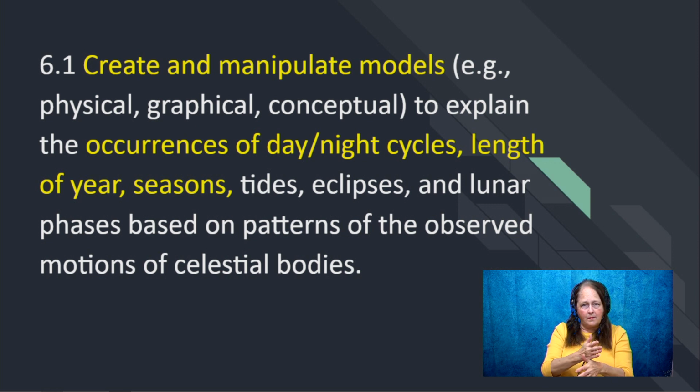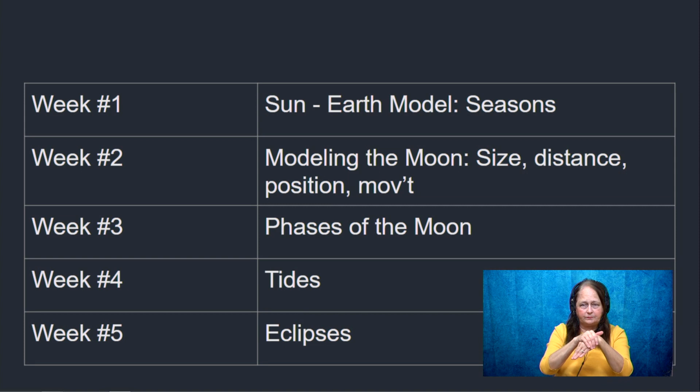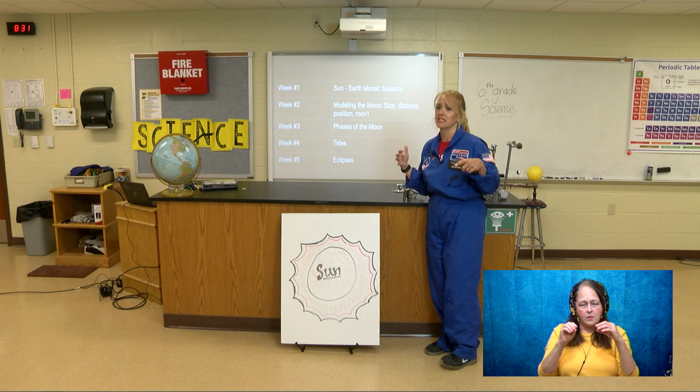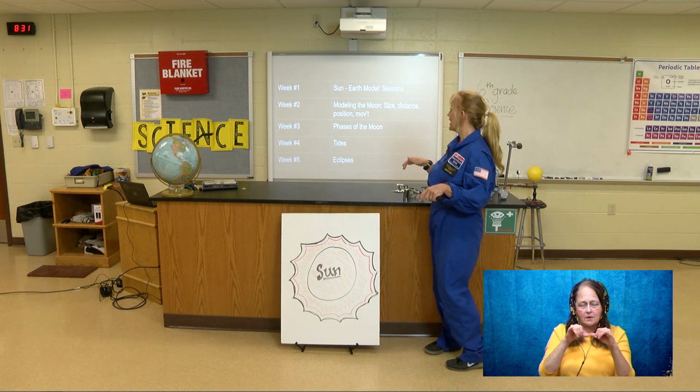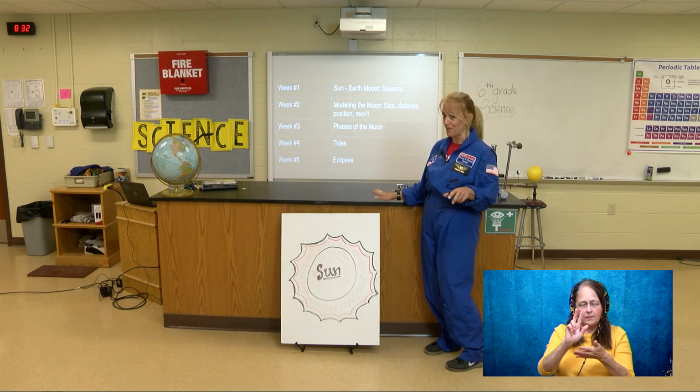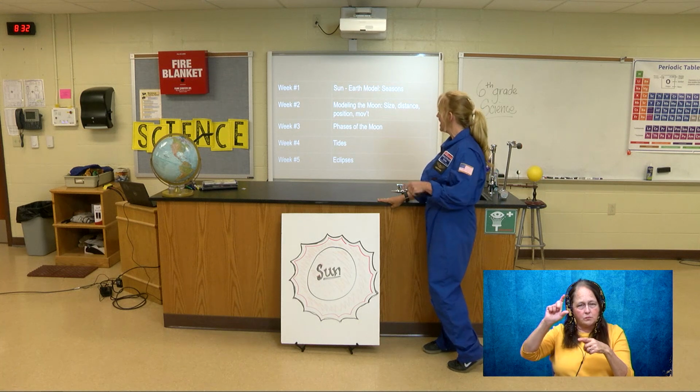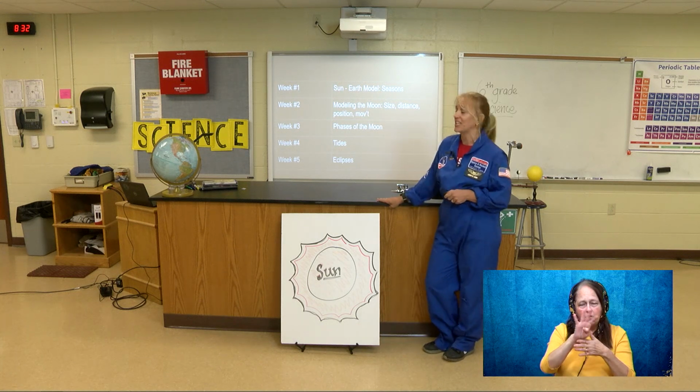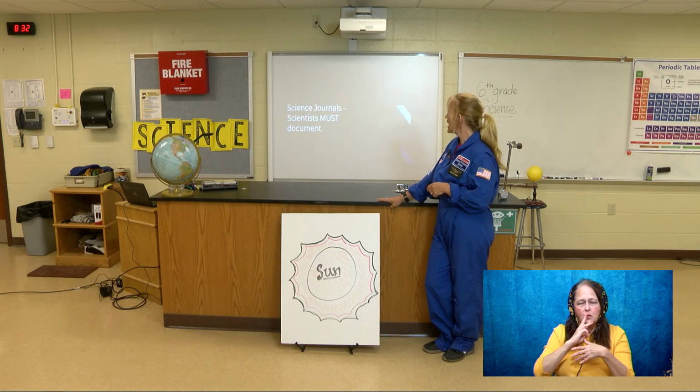So today we're going to start with a little bit of review for day and night, and then looking at the seasons. Looking ahead to the next few weeks, this is what we're going to cover. Today we're going to do seasons. Next week's going to be all about the model. The week after, we're going to be looking at the motions and the distance and the size. Week 3, we're going to get to phases of the moon, which is one of my favorite lessons. That's the AM-style lesson. And then weeks 4 and 5, we're going to look at tides and eclipses. So let's start right now.